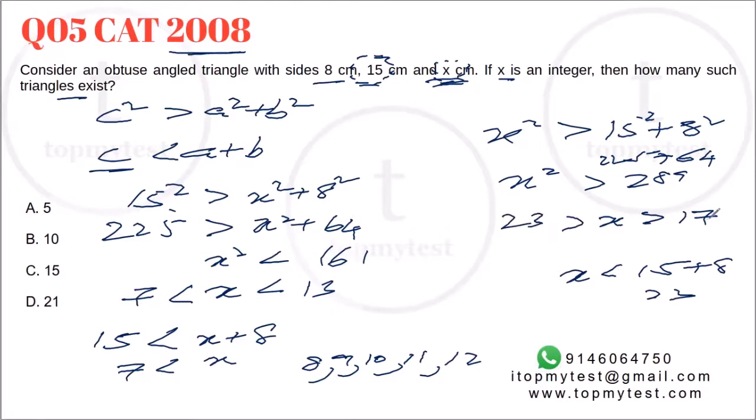So x has to be more than 17, less than 23, integer. So x has to be 18, 19, 20, 21 or 22. 5 values here, 5 values there, overall 10 values. It's a wonderful question, and this is the reason why you study this obtuse angle extension to the Pythagoras theorem. Most of the reason why that is in your text is because of this question.